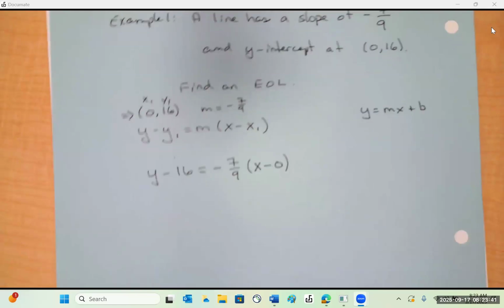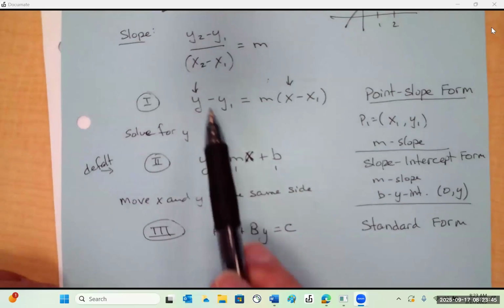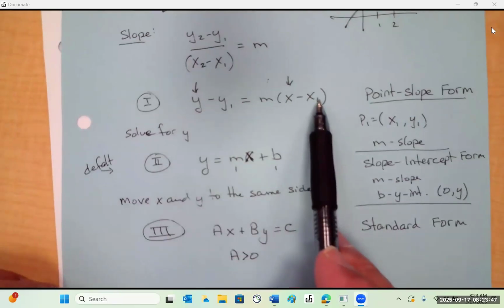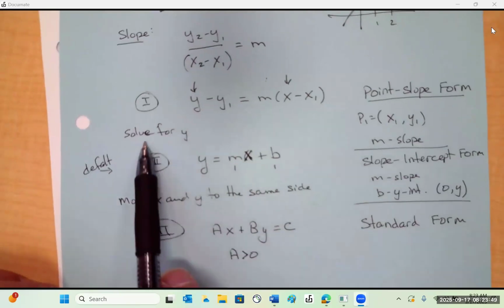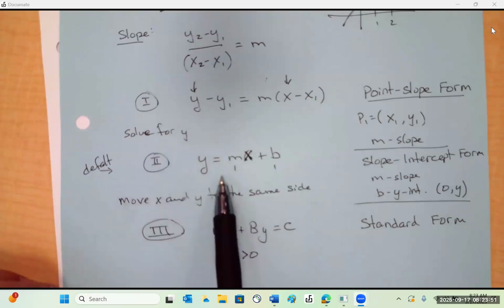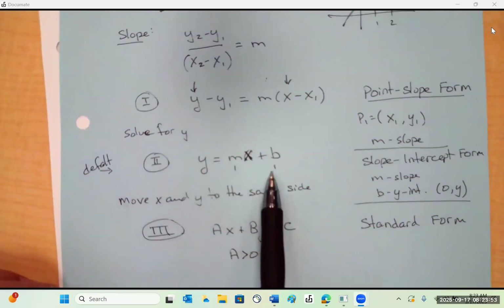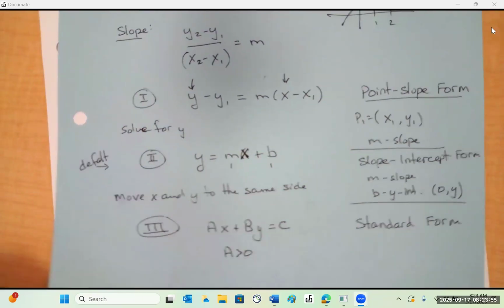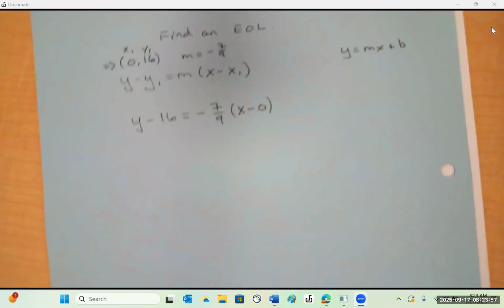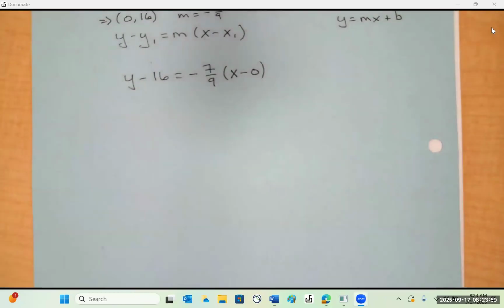Well, let's see what we did last time. We talked about this way. We had this equation. Then what do we do? Solve for y, we put it into here. So let's solve for y with this equation.